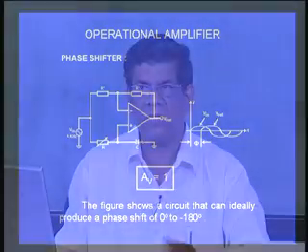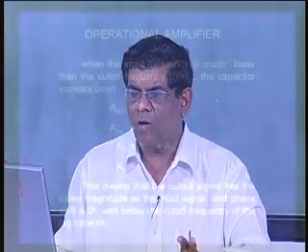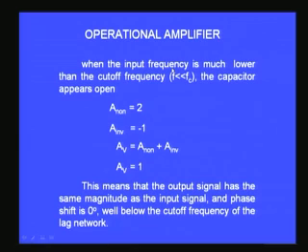The advantage is the phase can be changed from a value 0 to a value 180 degrees, 0 to minus 180 degrees you can change. Now, when I have the input frequency much lower than the cutoff frequency, f very low compared to fc, the capacitor appears to be open. We have already seen that. In that case, the total gain is due to both inverting and non-inverting, and therefore AV is equal to 1.